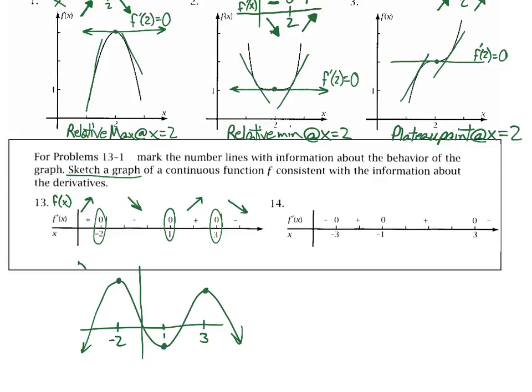So, just to sum this up, we have relative max points at x equals -2 and 3. It's possible to have more than one relative max. We're not talking about an absolute max. We also have a relative min point at x equals 1. Okay?